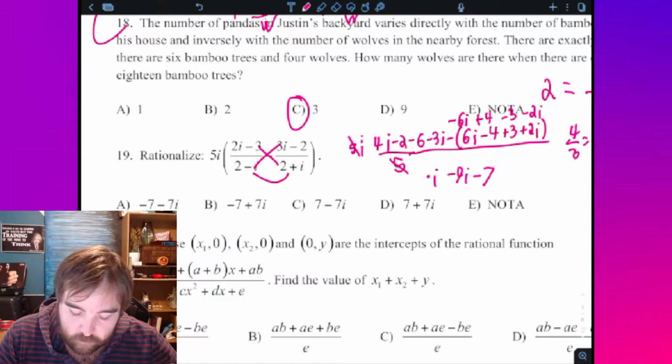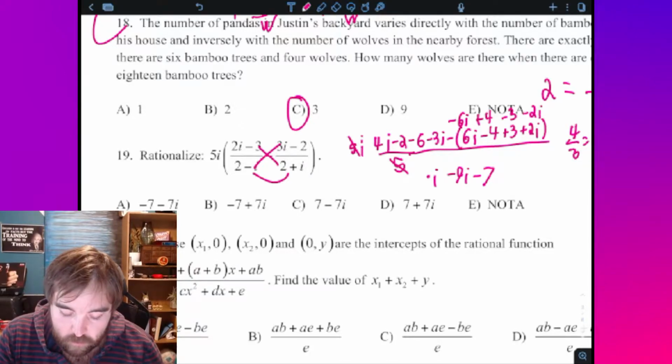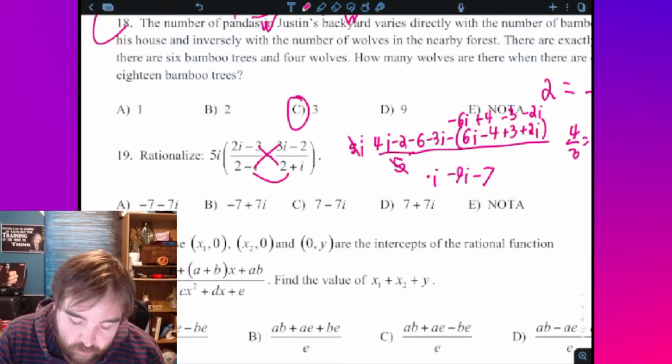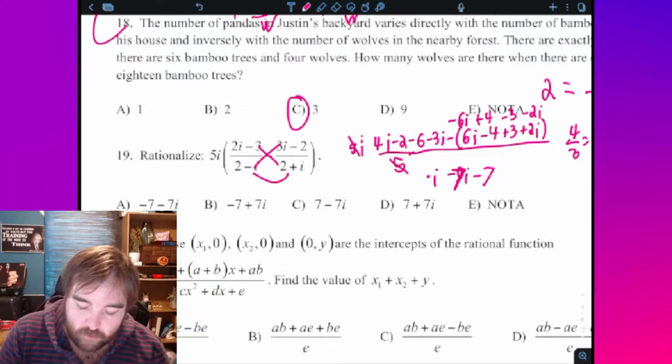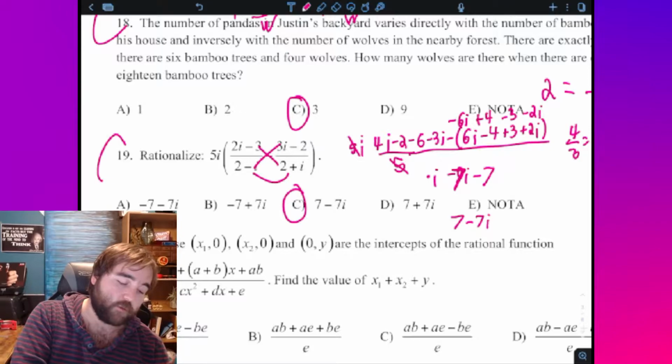So that's still wrong. So let's look at the 9. How do we get the 9? So the 9's 4i minus 3i is i. i minus 6i is negative 5i. Negative 5i minus 2i is negative 7i. And then when we multiply it by i, that becomes negative 7i squared, which is positive 7 minus 7i. Nice. That was a good one.